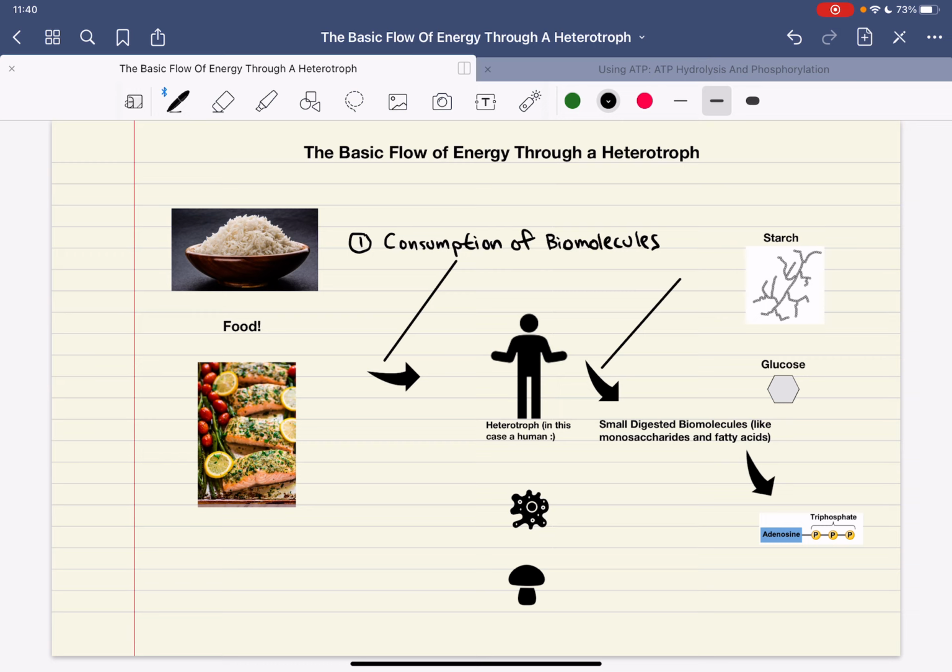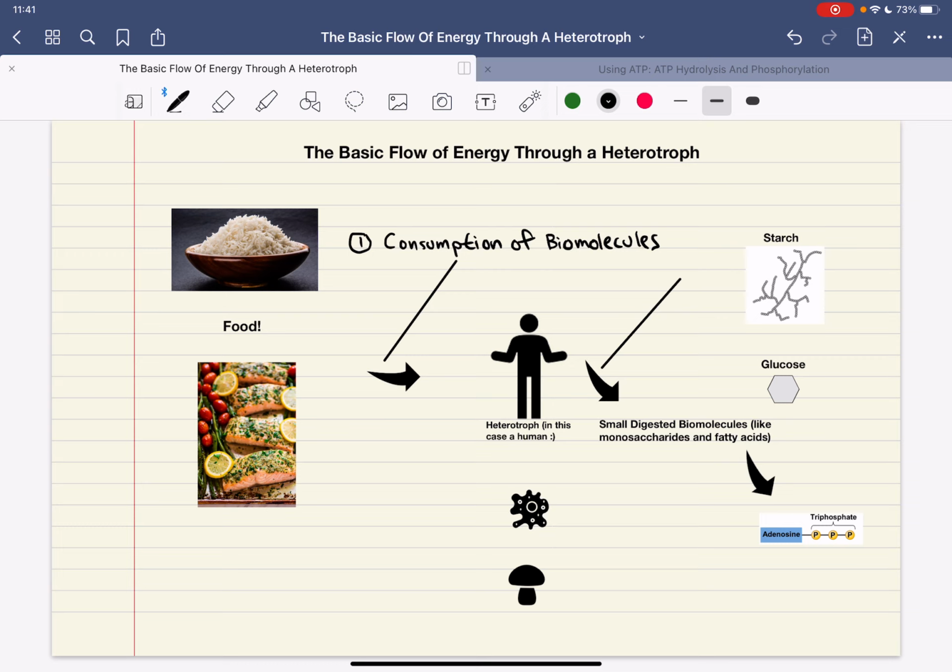The next step is to break apart and break down these large food biomolecules, because food, like I said, consists of big molecules like fats, polysaccharides like starch, big proteins. So the next step is to take these large molecules and to digest them using enzymes, using acid in your stomach, using your teeth, your saliva.